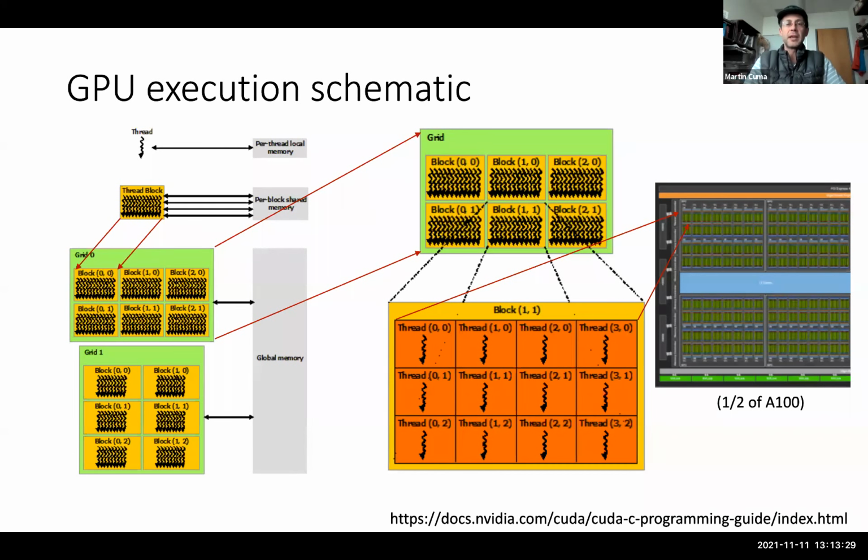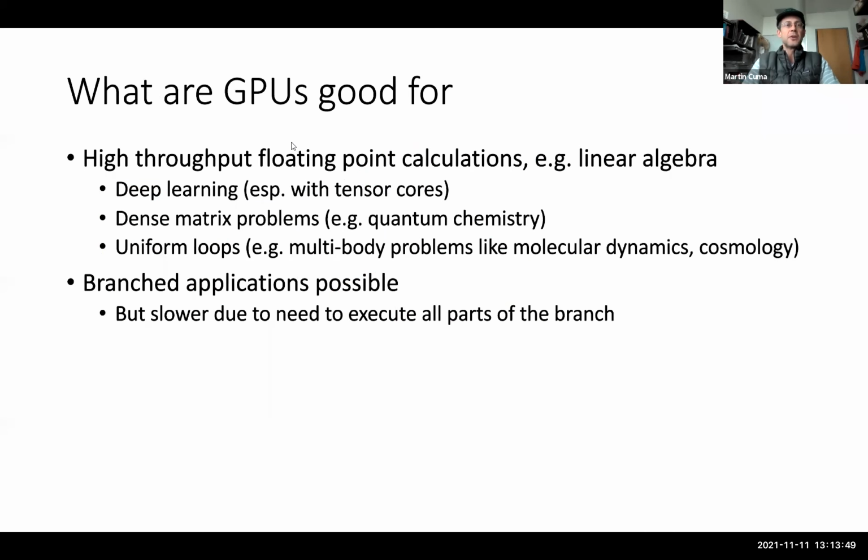Vectorization is valid on the CPUs as well, but the vector units on the CPUs are not as wide as on the GPUs. You have like 4 to 8 wide double precision vector units on the CPUs, and on the GPUs generally these SMs are 32 wide. So from that we can really see that the GPUs are really good for high throughput floating point calculations.